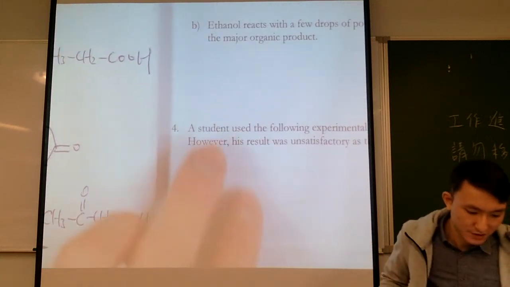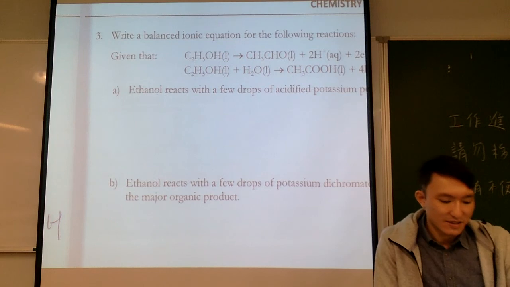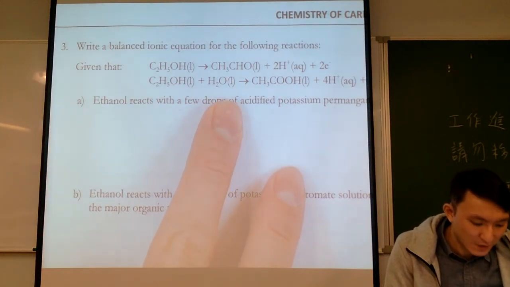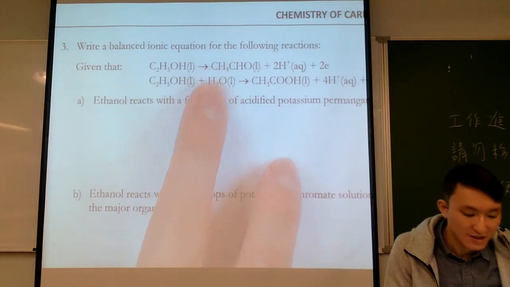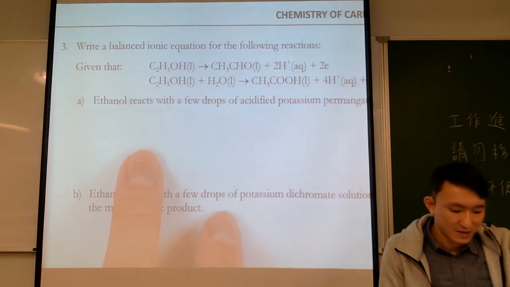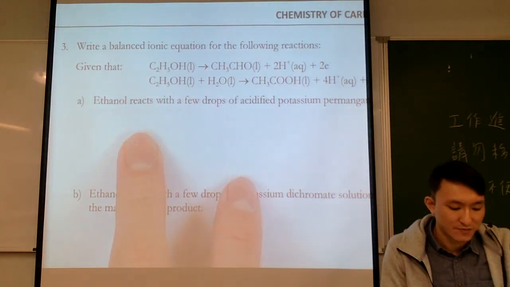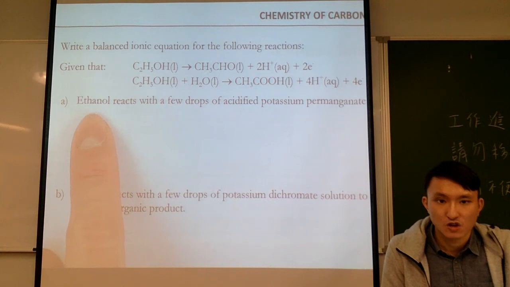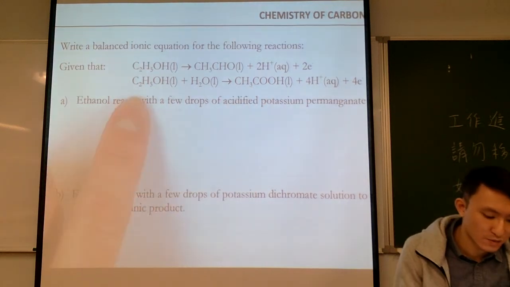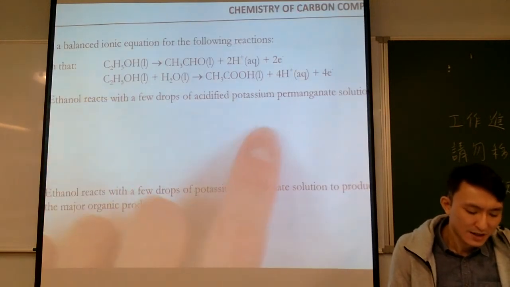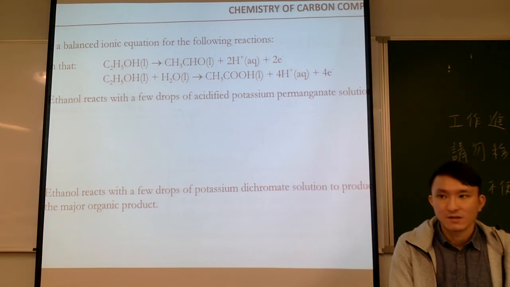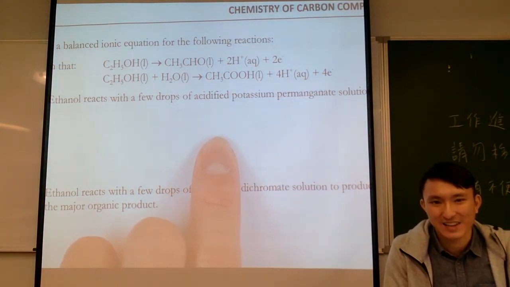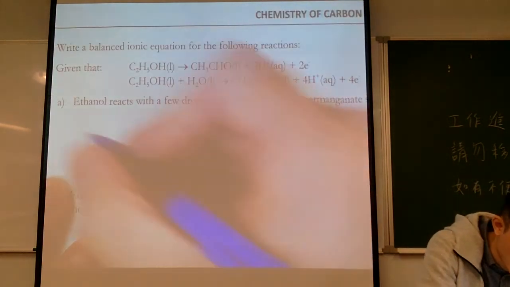Okay, sorry. Now question three is quite demanding. It's a balancing redox equation question. I give you the half equation for the oxidation of ethanol to ethanal and then ethanal to ethanoic acid. This asks you to write a balanced ionic equation with potassium permanganate. First of all, you need to know that with permanganate, ethanol is oxidized all the way to ethanoic acid, so you should be using this one as the half equation. For permanganate, five electrons. It's quite complicated. Anyway, let's just quickly get this over with.